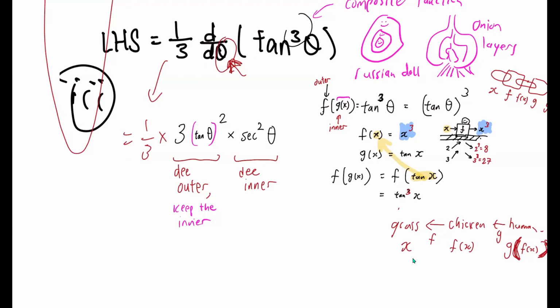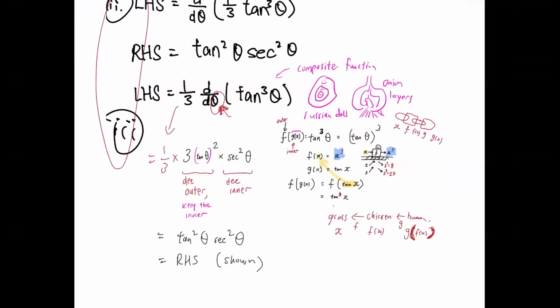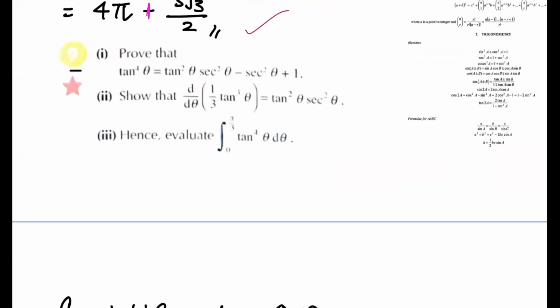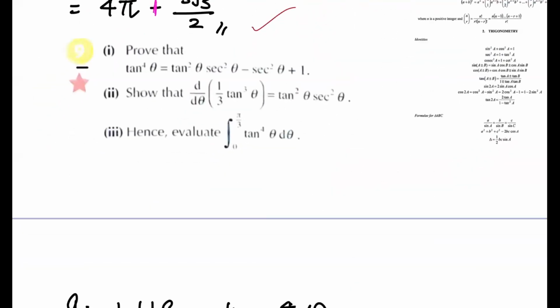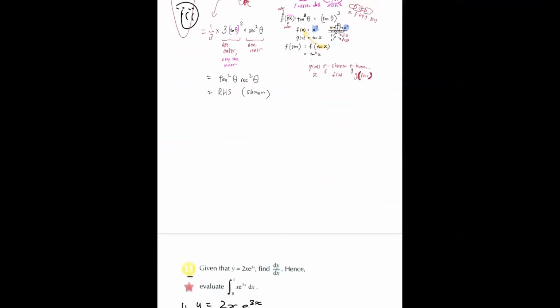Okay, very good. Then let's simplify this. As a result, we get tangent square theta secant square theta, which is exactly the right hand side. Okay? Can? Good? Yep. Okay, Ken. Let me see the question again. What they say next. Okay, now part 3, hence evaluate this guy. Integral of tangent power 4. Let me just take a screenshot of the question. I'll paste it at the side.